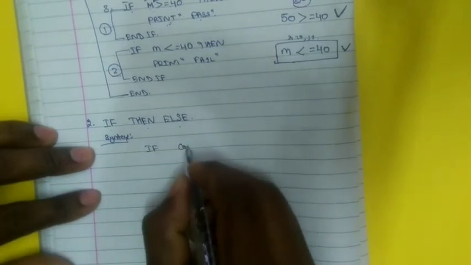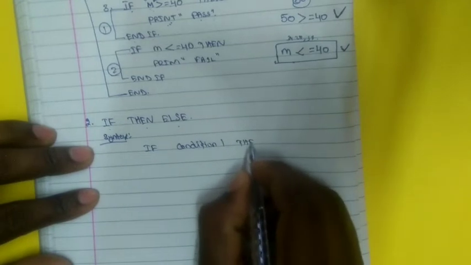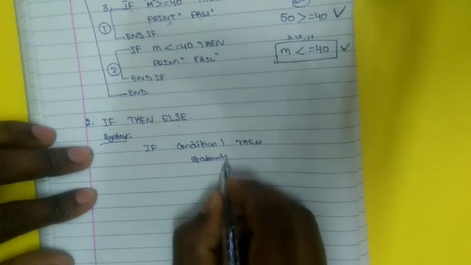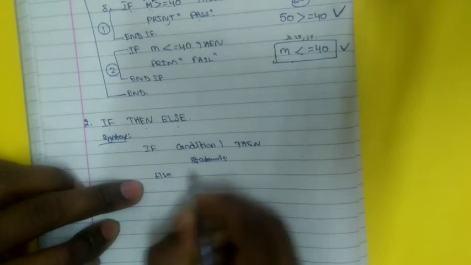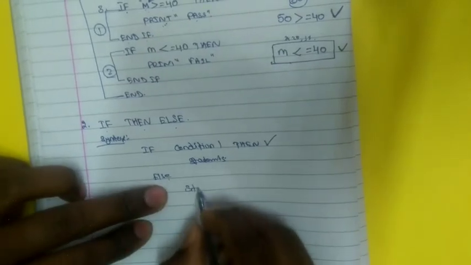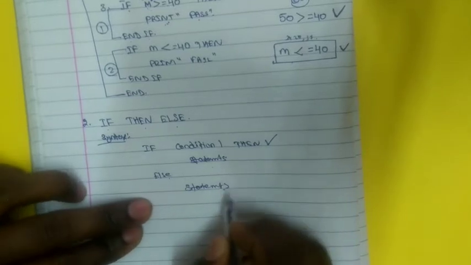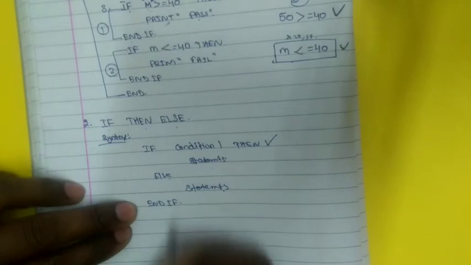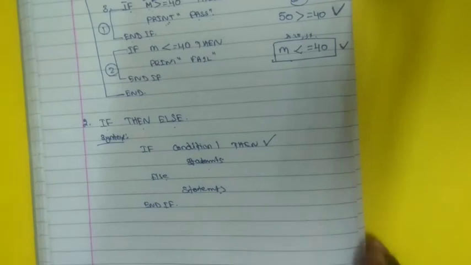if condition 1, then print some statements. Else, if the condition is true, print, or if it fails, print some other statements. Finally, end if. We will see one example.